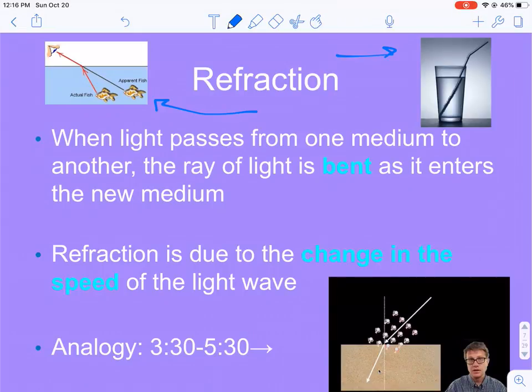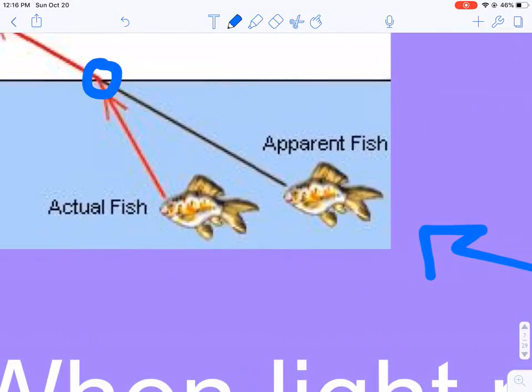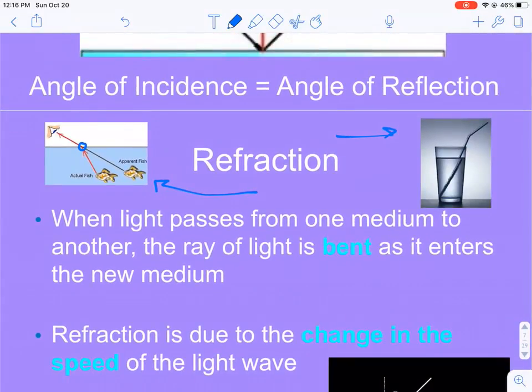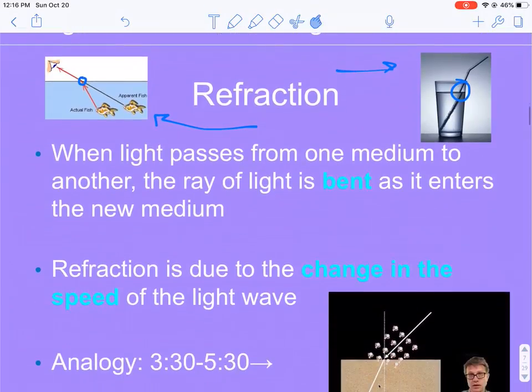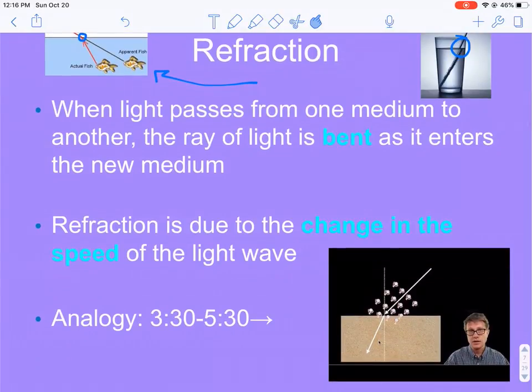The ray of light is bent, and it is bent as it enters the new medium, so it is bent specifically at the transition between one thing to another, between air and water, between glass and air, whatever it may be. The reason why it happens is that the speed of light changes due to the medium it's in.